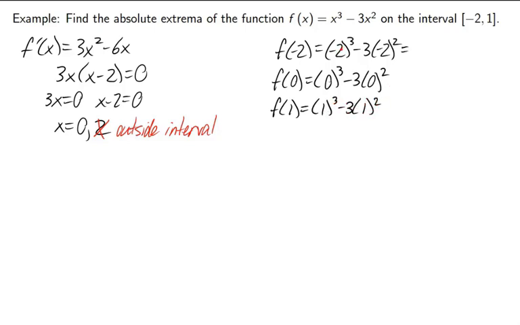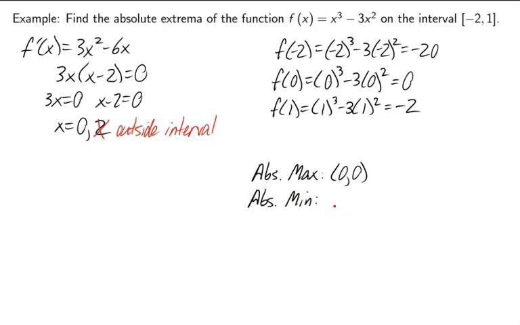It looks like -8. This is 4, so -12. I get -20 at -2. I get 0 at 0, and I get 1 minus 3 is -2 at 1. The absolute maximum is at 0 again, 0. The absolute minimum is the -20, so -2, -20.